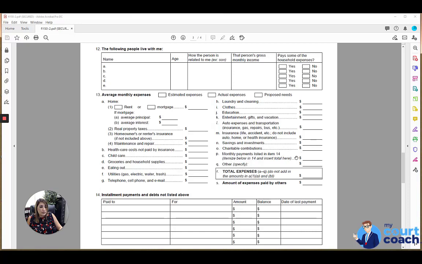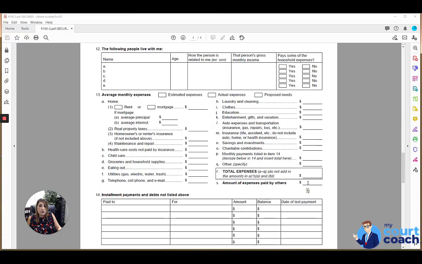We're going to leave 13P blank for now. And then any other expenses, maybe your homeowners association fees, cable, you can list in 13Q. If this is not enough space for you, you can always add an attachment to this form and just put "13Q continued" at the top of it. You're going to total up your expenses, and that goes into 13R, and amount of expenses paid by others.